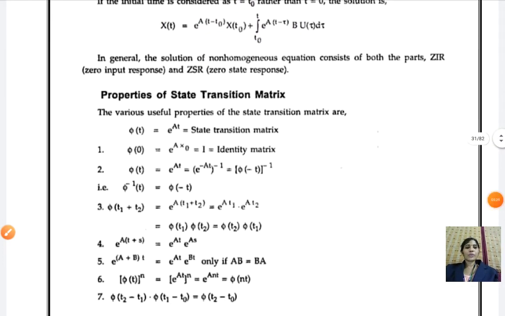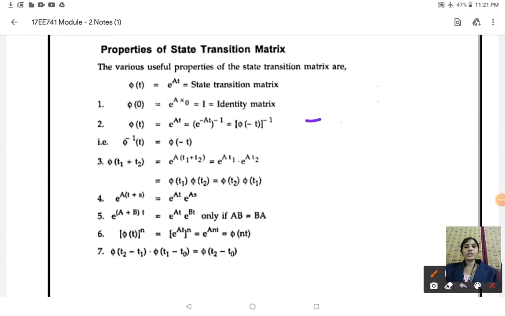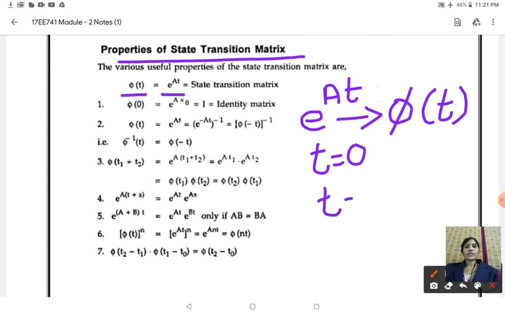So what are the properties of the state transition matrix? There are certain properties of the state transition matrix. We know that the state transition matrix is e to the power of at, and it is represented using phi of t. We will see some properties of phi of t equal to e to the power of at at various values of t. At t equal to 0, what is the state transition matrix? At t equal to minus t, what is the state transition matrix?